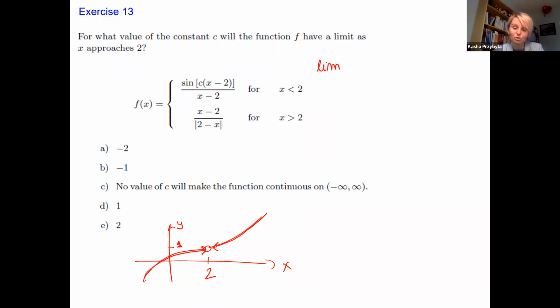In order for the limit to exist, the limit as x goes to 2 from the left-hand side must be the same as the limit as x goes to 2 from the right-hand side. And from the left-hand side, I will use the top formula, c x minus 2 over x minus 2. And for this one, I will use that formula.